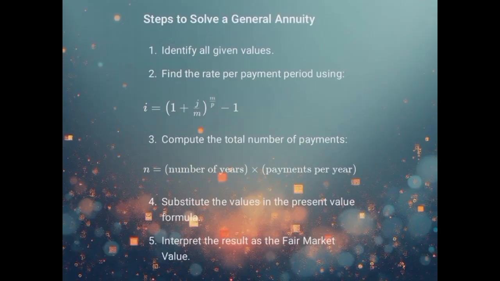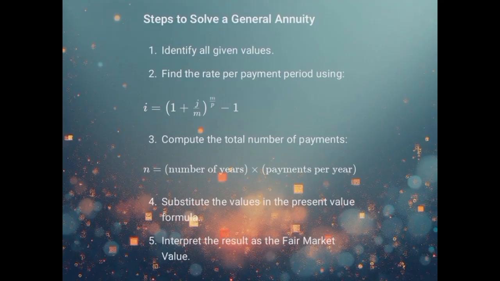5 steps to solve a general annuity. 1. Identify all given values. 2. Find the rate per payment period using this formula: I equals (1 plus I over M) raised to the power of M over P, minus 1. 3. Compute the total number of payments: N equals number of years times payments per year. 4. Substitute the values in the present value formula.